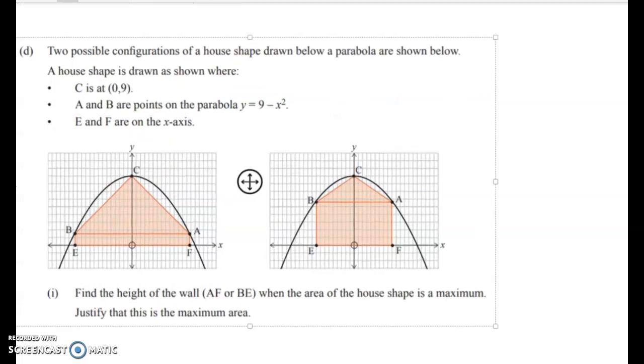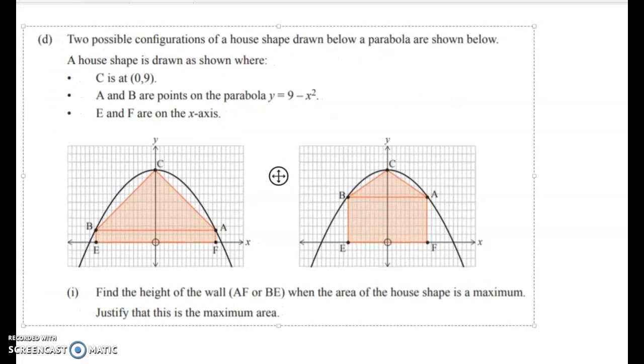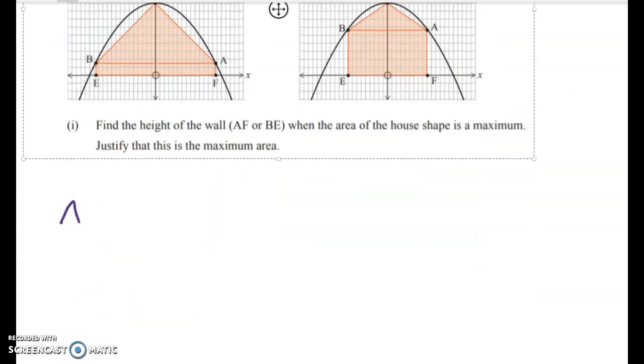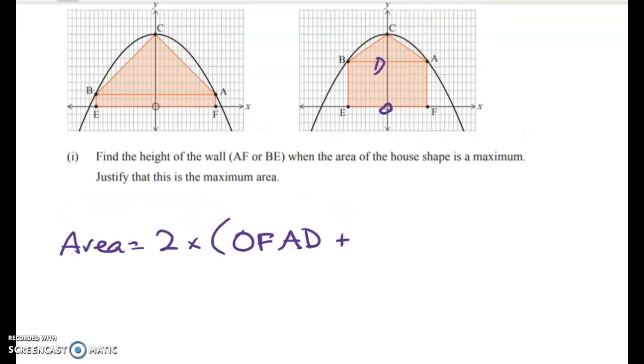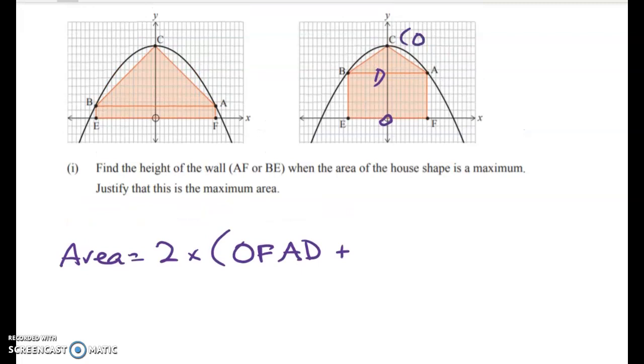Right, let's have a look at this first part of the problem. We need to find the area of the house. So the area is going to equal 2 lots of the rectangle. We'll put point D in here, so that's OFAD, plus the triangle, which is ADC. And remember, C is up at (0, 9).